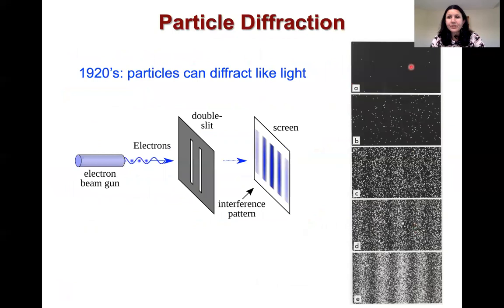All right, so now what we're gonna do is think about how this idea of standing waves can possibly lead us to thinking about quantum mechanics. So that's what we're gonna do next.